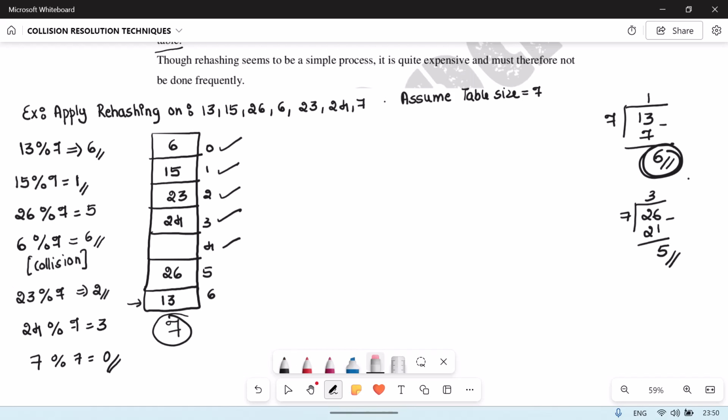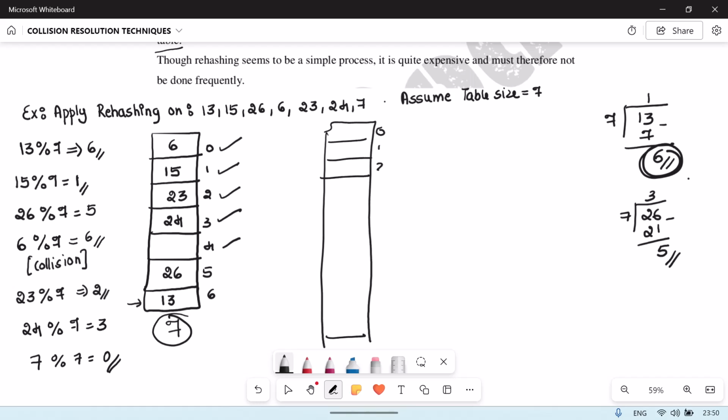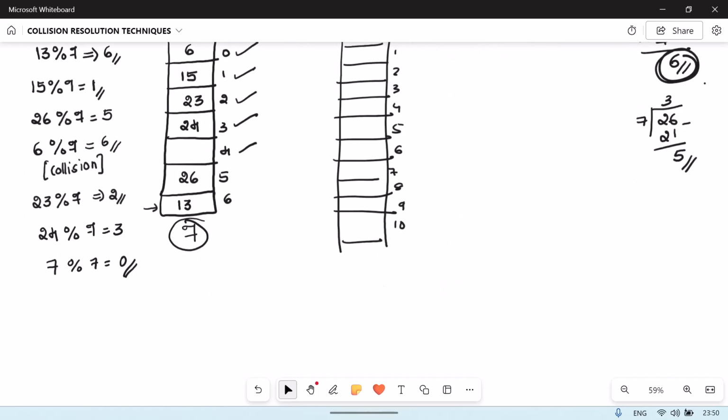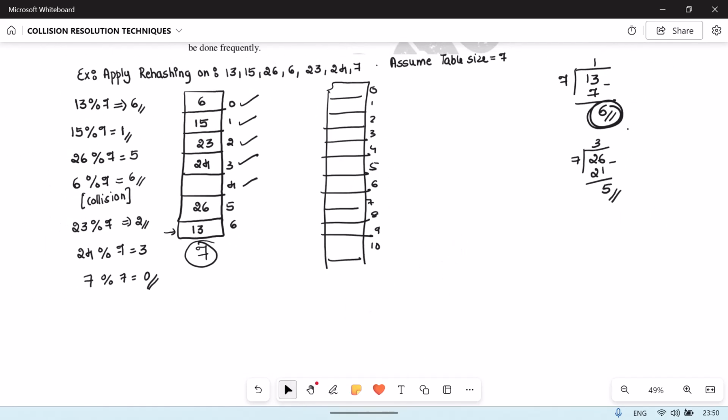Okay. So what you do is now you redraw. Now it will have 17 values. So 0, 1, 2, 3, 4, 5, 6, 7, 8, 9, 10, 11, 12, 13, 14, 15, and 16. Like this. Now again you will have to do the rehashing.